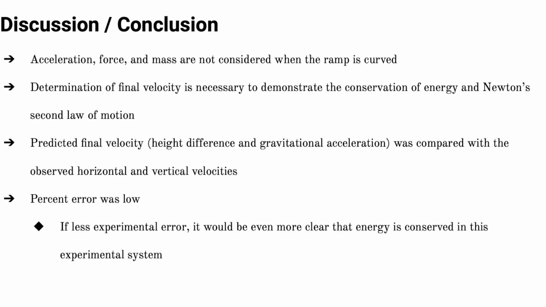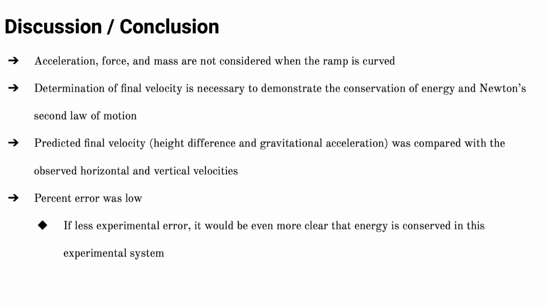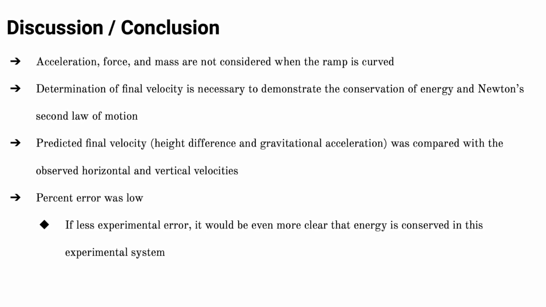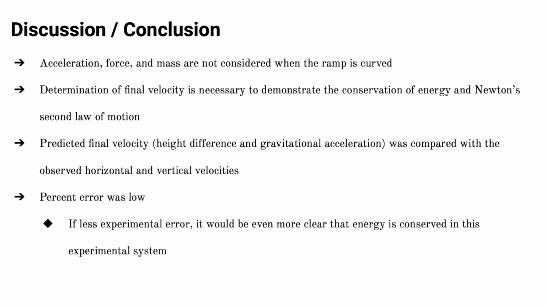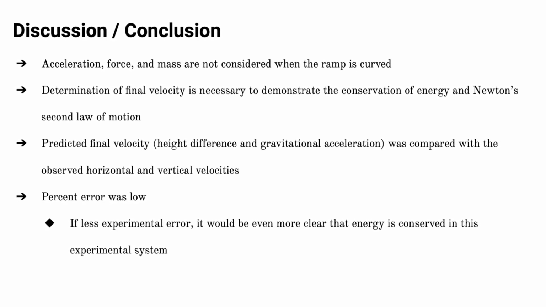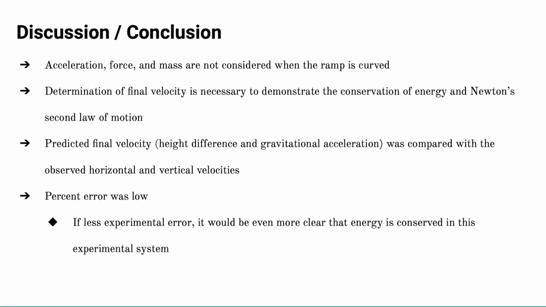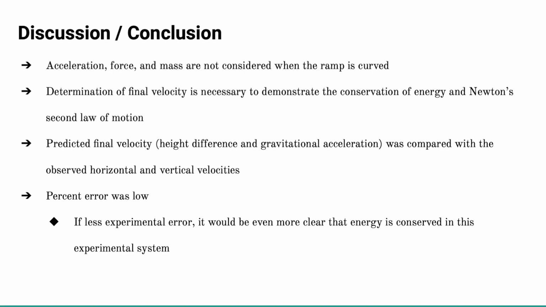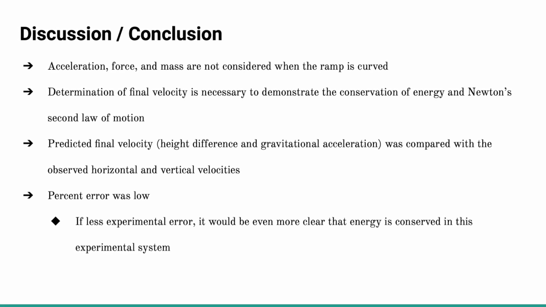In this way, the final velocity takes into account the height difference between the top and bottom positions as well as acceleration due to gravity. The predicted final velocity was the same for both heavy and light toy cars because they followed down the car track at the same height, and the observed final velocity was composed of the horizontal and vertical velocities. In the end, we found that the predicted and observed final velocities had a low percent error of 12.7%, and the conservation of energy was demonstrated through Newton's second law of motion.